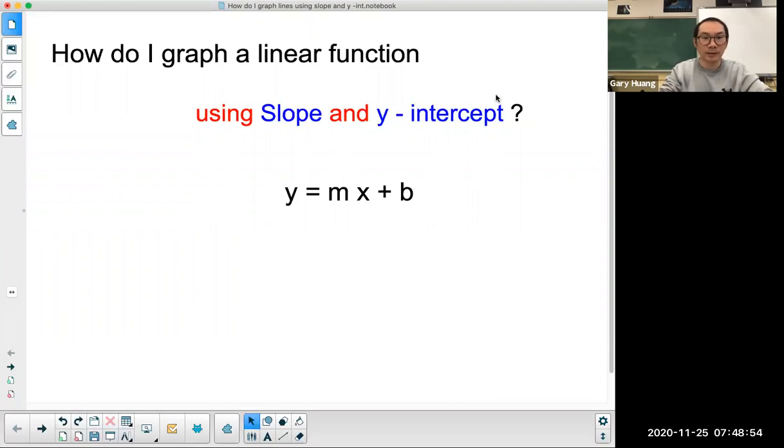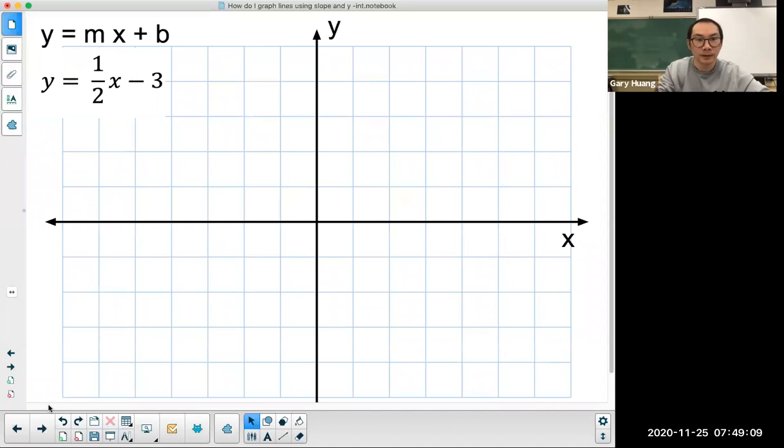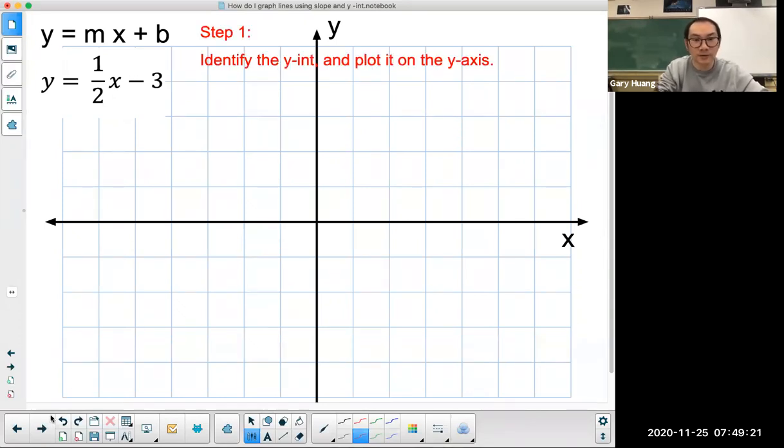Today we're going to talk about how do I graph a linear function using the slope and the y-intercept when you're given y equals mx plus b in 3 simple steps. So here we're given a linear equation, y equals a half x minus 3, where it's in the format of mx plus b. What's the first step?